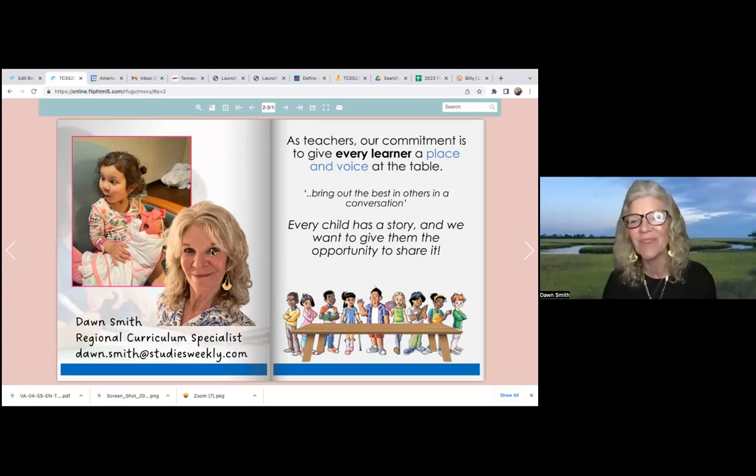As teachers, we have a commitment, and listening to the earlier session, it really kind of piggybacks on that. We have a commitment to give every learner a place and a voice at the table. We want to bring out the best in all kids in our classrooms through conversations, because we know that every child has a story, and we want them to have the opportunity to share that story. We want them to be able to share it with us as well as with their peers. And sometimes those stories differ based on the demographics in our classrooms.